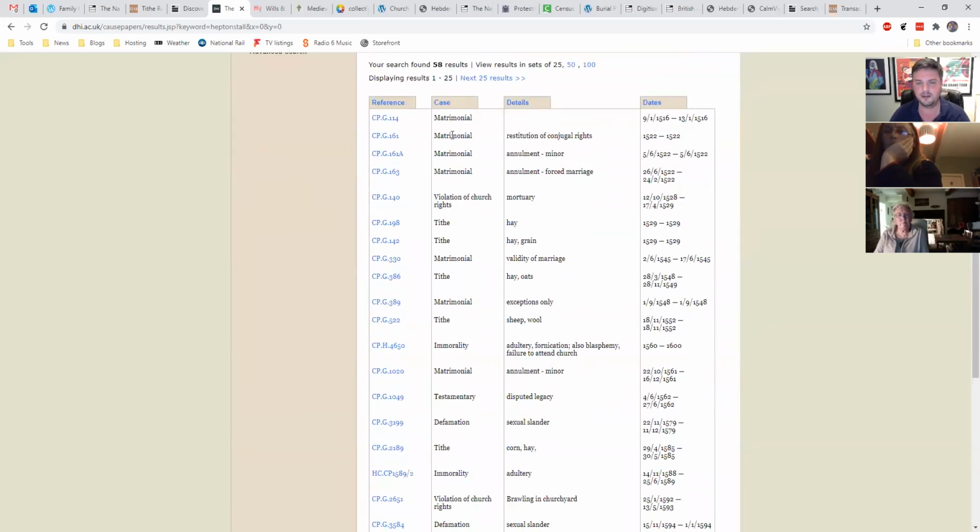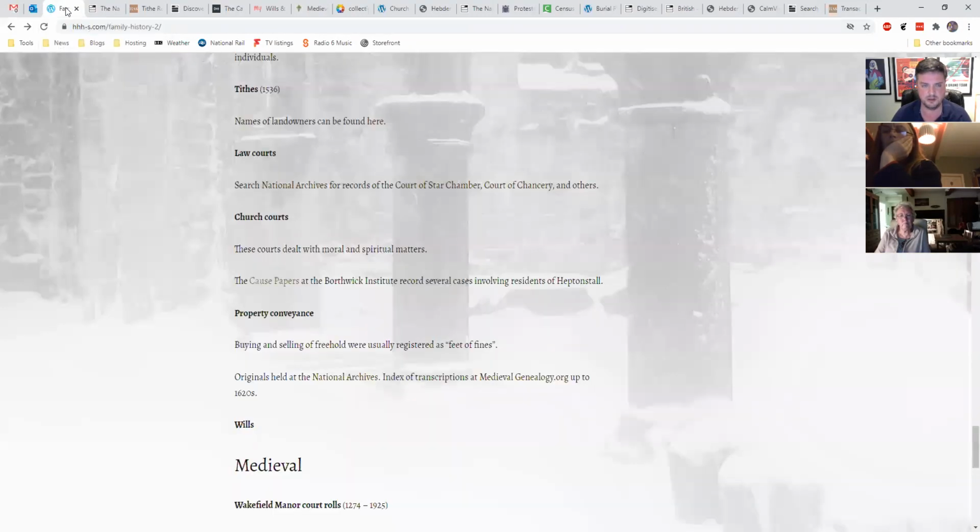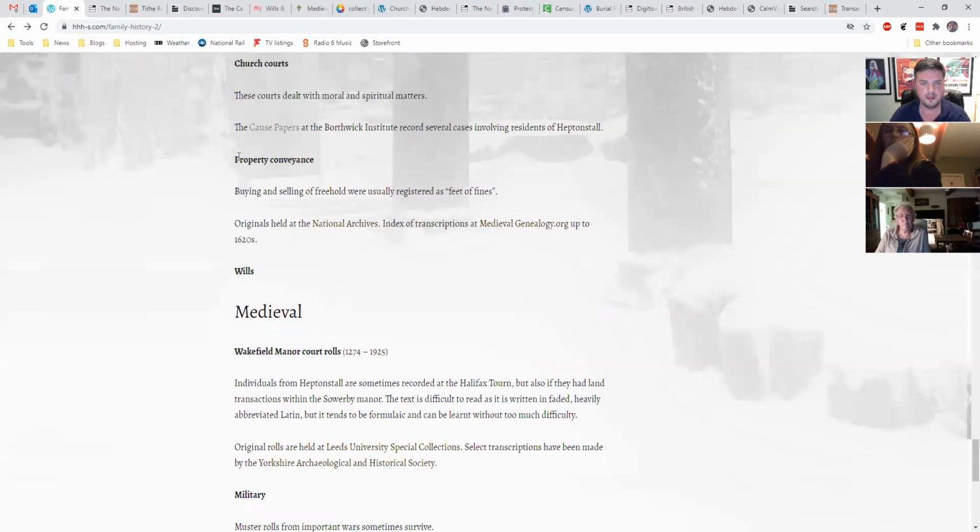These are very difficult to read. They're quite scrawly Latin handwriting, but they're actually quite formulaic. So if you can get hold of some example transcriptions, you can figure it out without too much work. And then conveyance, there's various bits and bobs at West Yorkshire Archive Services, if you're lucky, if you search.